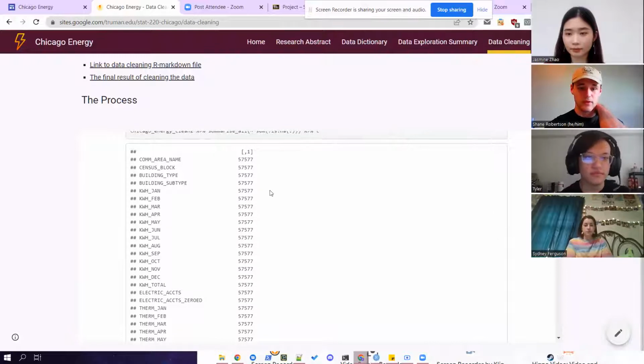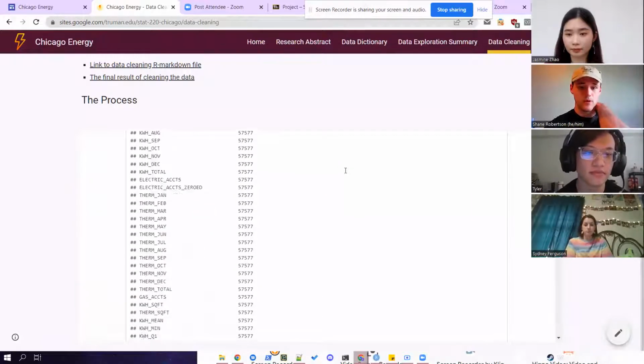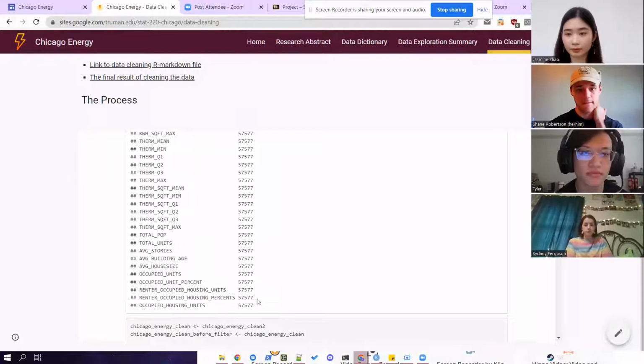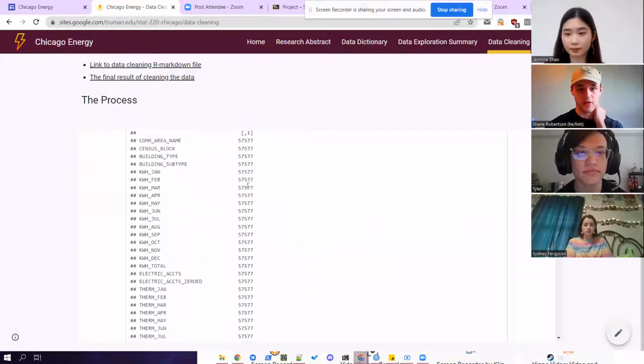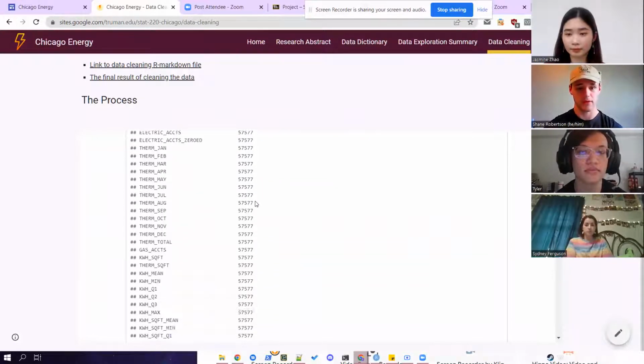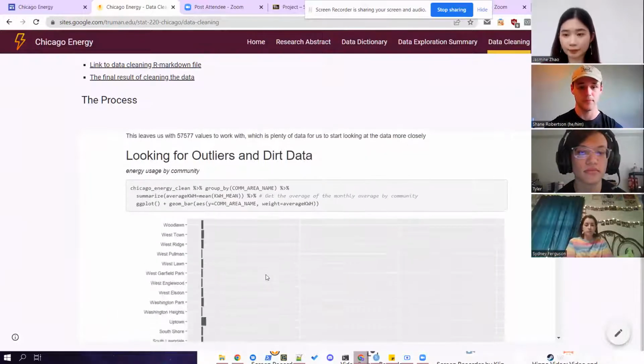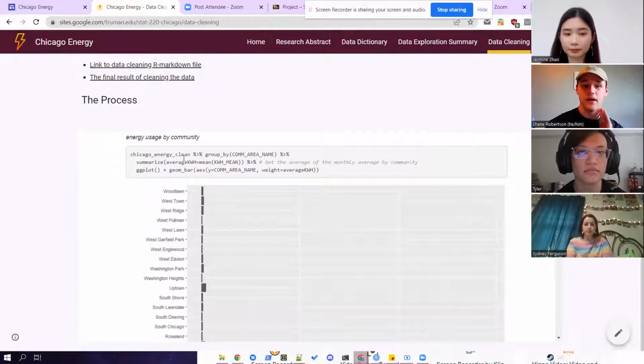With this, we can see that if we filter out everything that doesn't have the kilowatt total hours, we end up with a very consistent data set. All of these numbers represent the number of instances which are not null, and since they're all the same, that means our data is clean and that we have a full set of data. Now that we have a full set, which is 57,000 different rows to work with, we are more than ready to start looking at the data.